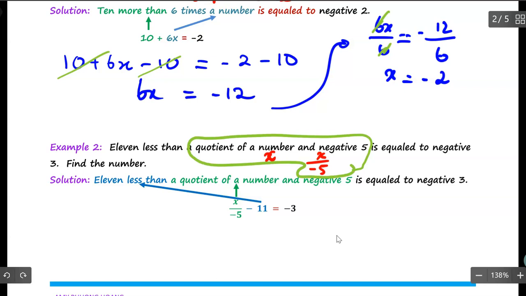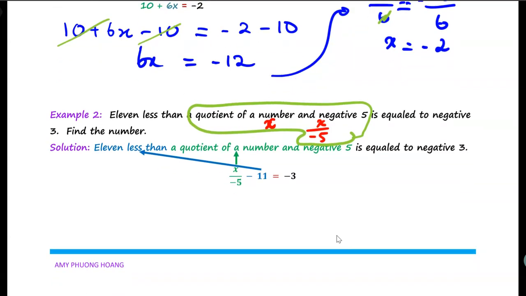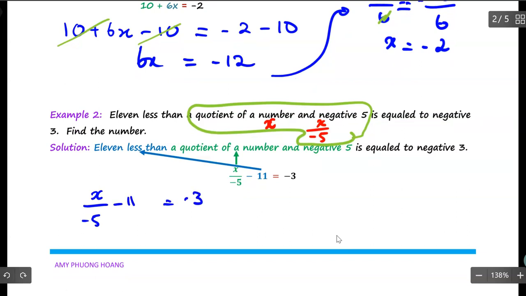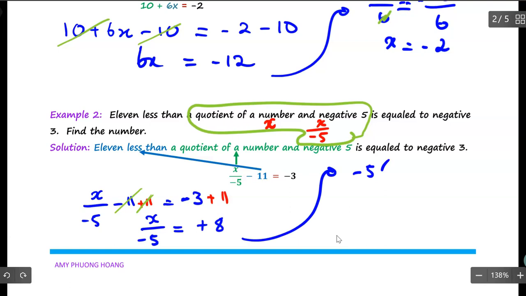Okay, then what we need to do next is we just have to solve for this equation. So I have x divided by negative 5, subtract 11 equal to negative 3. So what I need to do is add 11 to both sides so that I can get rid of the 11. Okay, so now what I have left is x divided by negative 5 equal to positive 8. Okay, so what I have to do next is multiply both sides by negative 5. Okay, so that cancels with that. I have x equal to negative 40 as the result here.